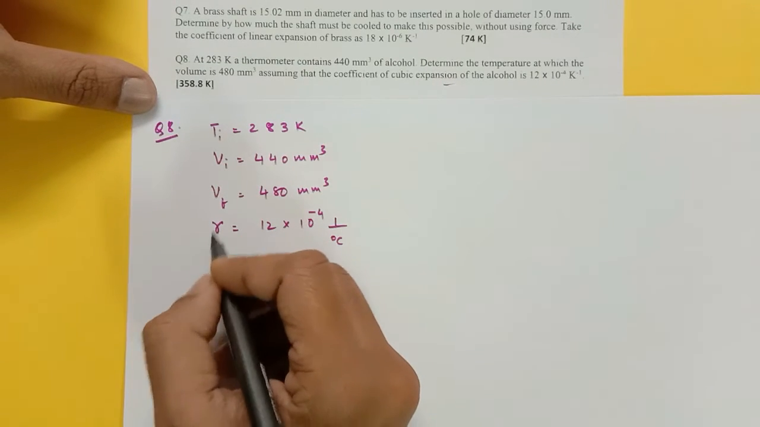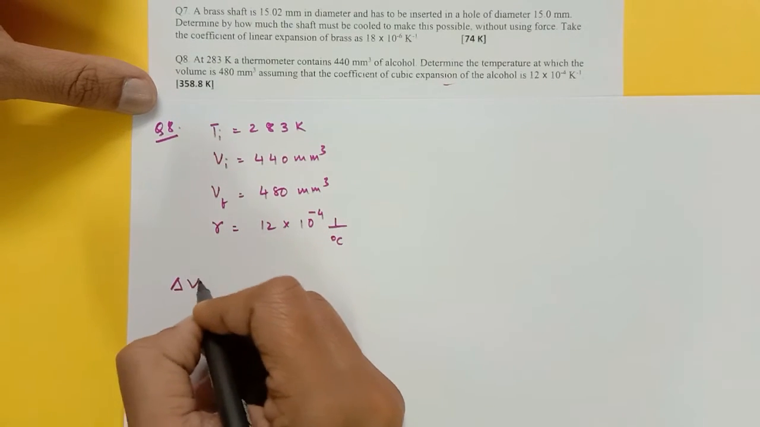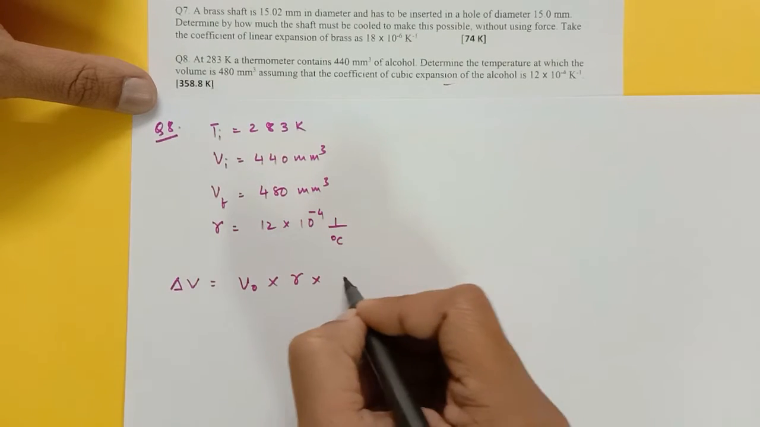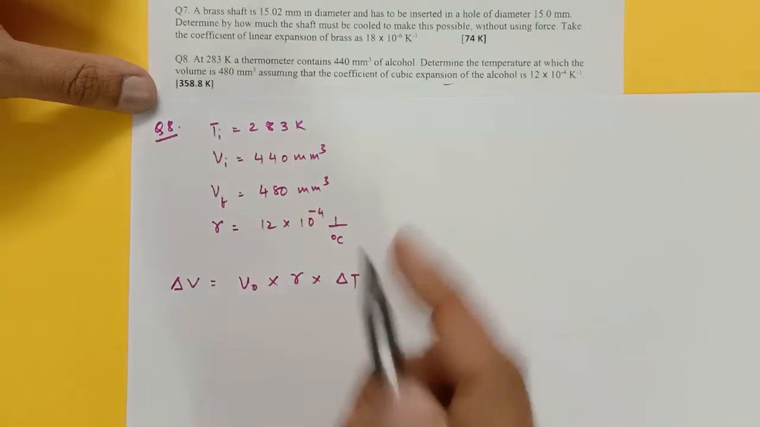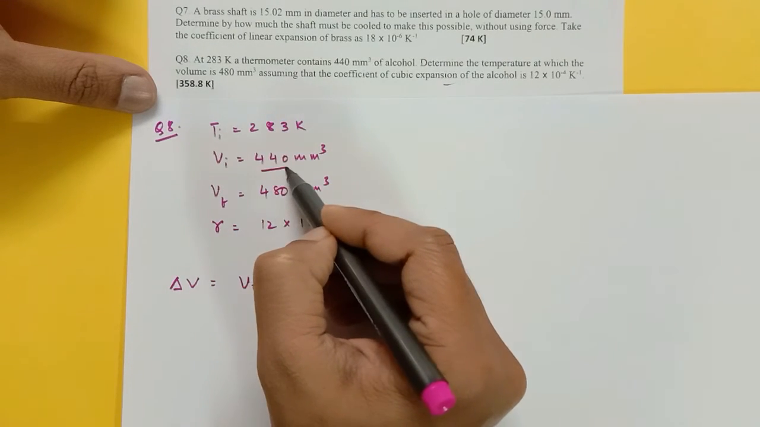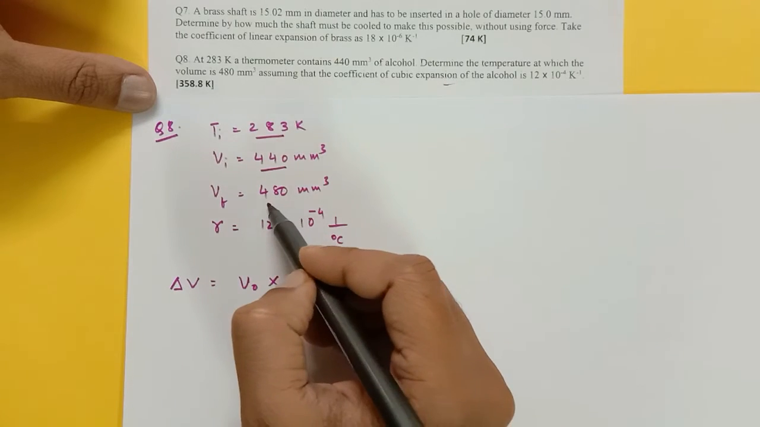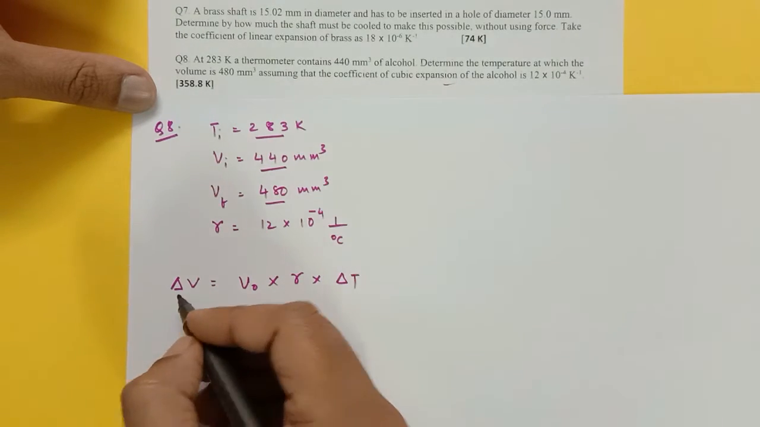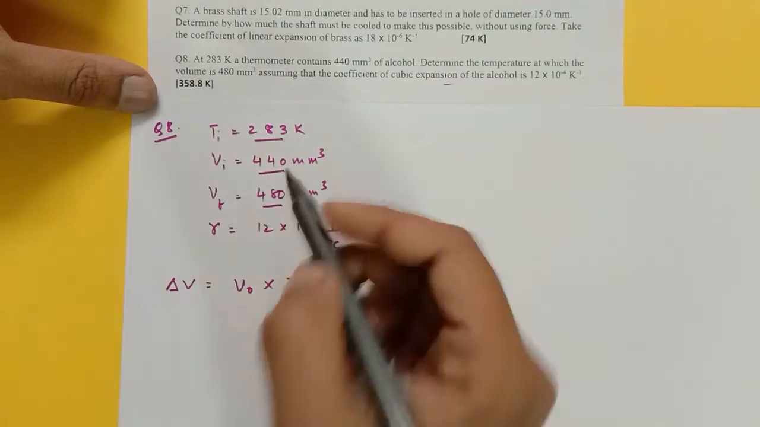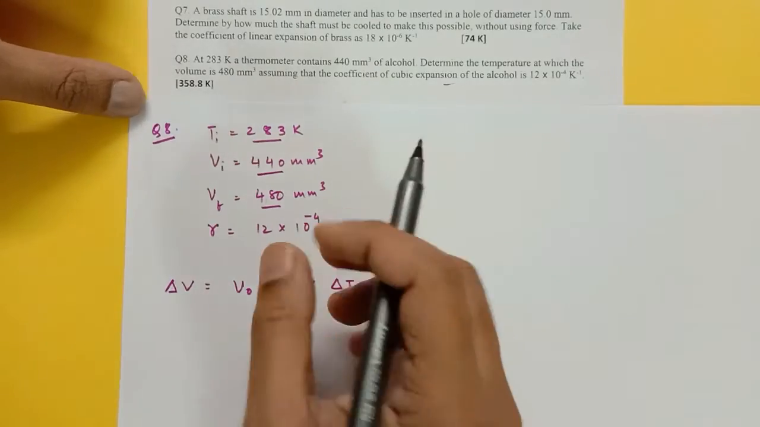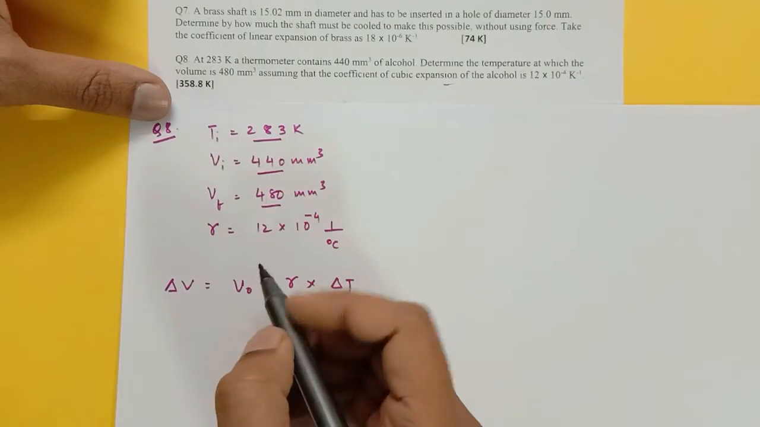So we are supposed to find out, we have this formula delta V is equal to V0 into gamma into delta T. So we are supposed to find out final temperature because we are heating it to some temperature. This is the volume at this temperature, but this is the volume at final temperature. We don't know that. So change in volume is final minus initial. So since the mercury is expanding, we are heating it. So the final temperature should be more than this one.